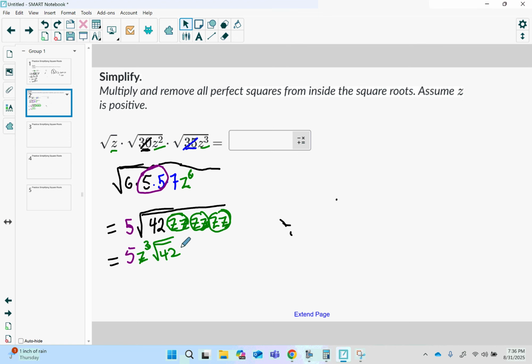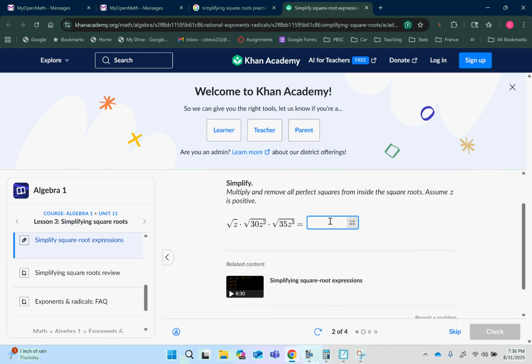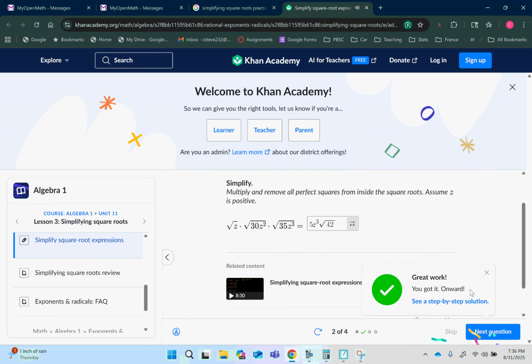Okay, so 5z cubed square root of 42. I'll type 5z to the power of 3. Then I'm going to use my arrow key to get down to ground level, and I'm going to put the square root and then put 42. And let's check it. Woo! Man, I like that. That's fun. Okay, maybe we could do one more.